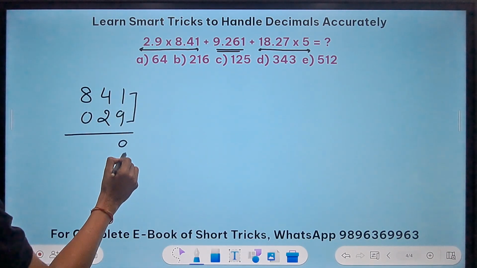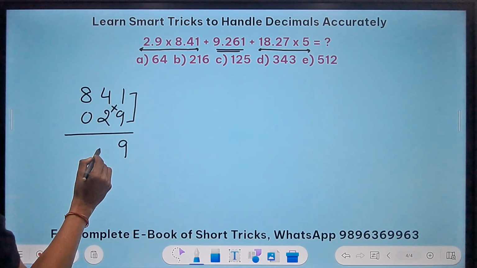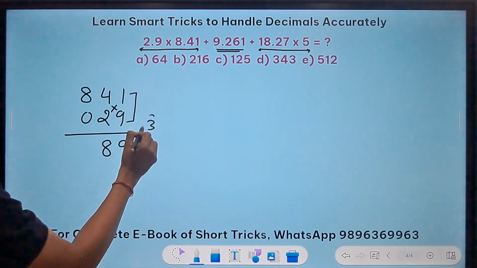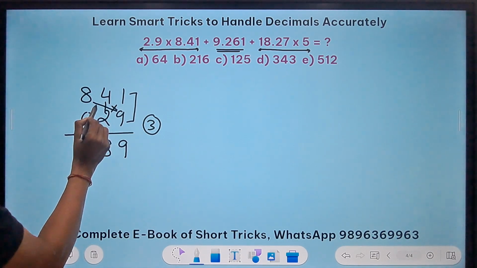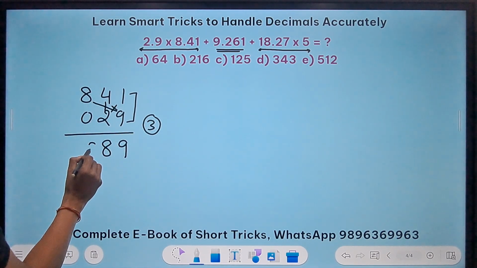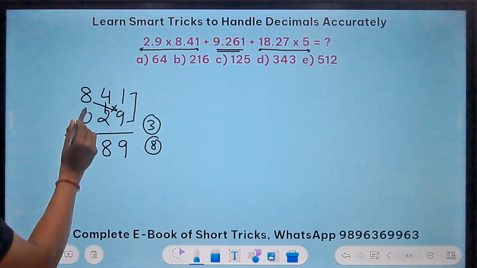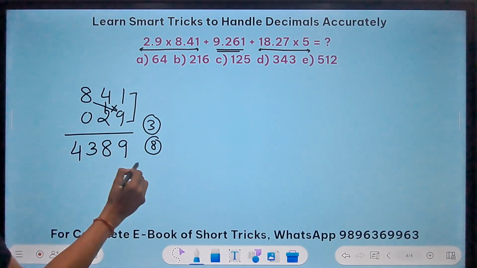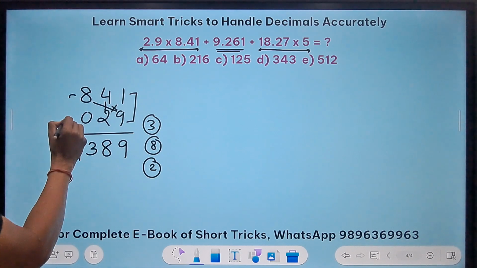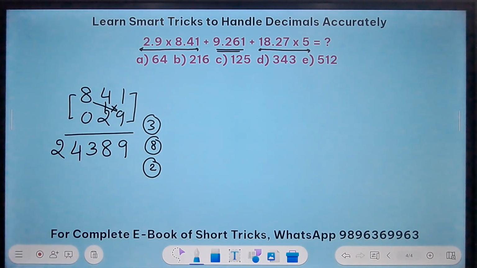This is 9. 9 4s are 36 plus 2, 38. So 8 and a 3 carry. Then 72. This is 0 and 8. 80, 83. 3 and an 8 carry. And then for the first two, this is 16 plus 8, 24. So 4 and a 2 carry. And then this is 0. So only 2 comes in here. 2, 4, 3, 8, 9.